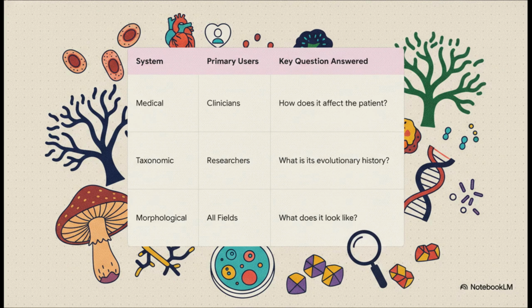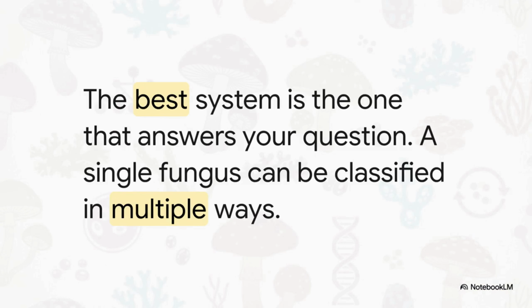If you're a clinician, you're asking, how does this affect my patient? You're going to use the medical system. If you're a researcher, you're probably asking, what is its evolutionary history? You'll use the taxonomic system. And if you're in the lab making an initial identification, you're asking the simplest question, what does it look like? And using the morphological system. And that is the ultimate takeaway. The best system is simply the one that answers your question.